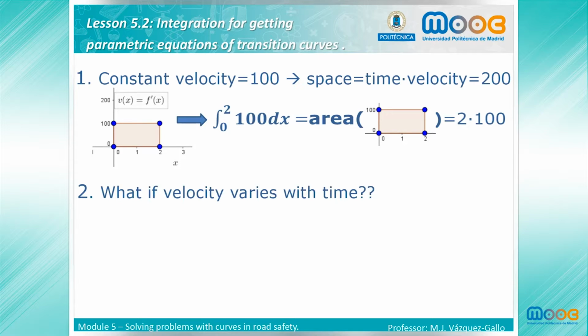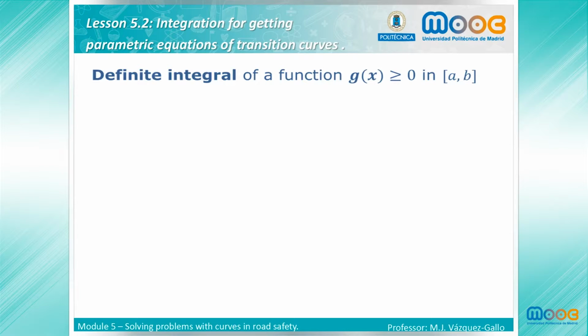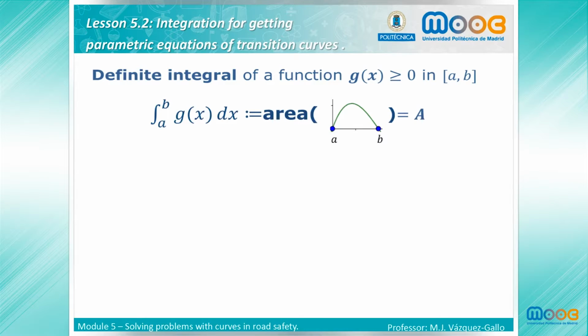But what happens if velocity is not constant? Analogously, the definite integral of the velocity function over the given interval of time is the area determined by the graph of the velocity function and the horizontal axis. This number gives us the space traveled during the interval of time considered. In general, the definite integral of a non-negative function over a given interval of time is the area determined by the graph of the function and the horizontal axis over the given interval.